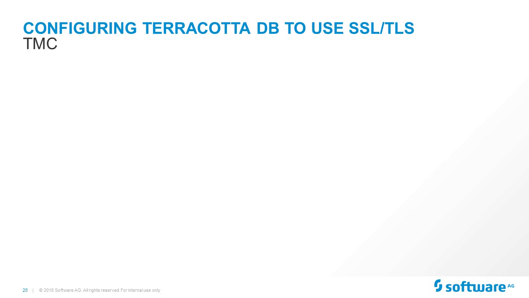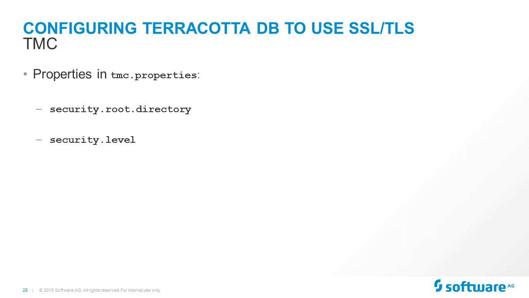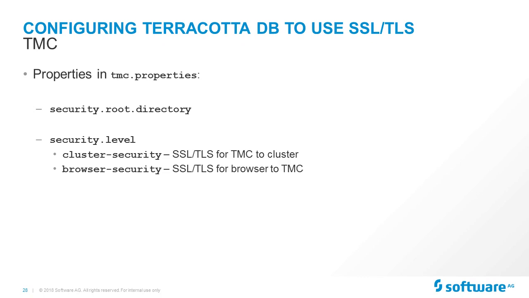And finally, to configure the TMC, we need to set a couple of properties in the tmc.properties. First of all, the security root directory, and we set this equal to the path to the directory to use for this participant, in this case the TMC. But also there's another property called security.level, which has one of 3 values: cluster, which configures SSL/TLS for just the TMC to the cluster; browser, which configures SSL/TLS for the browser to the TMC only; and full, which configures both of those connections to be protected using SSL/TLS.